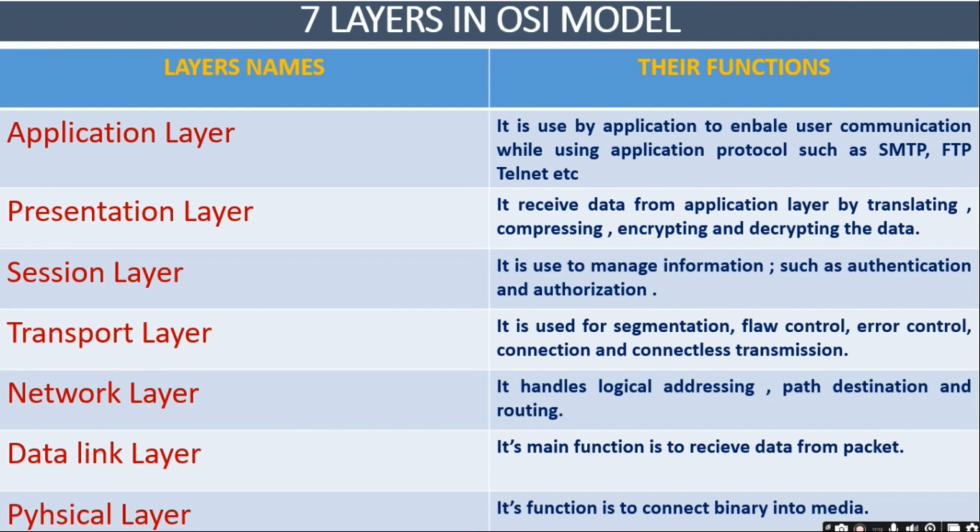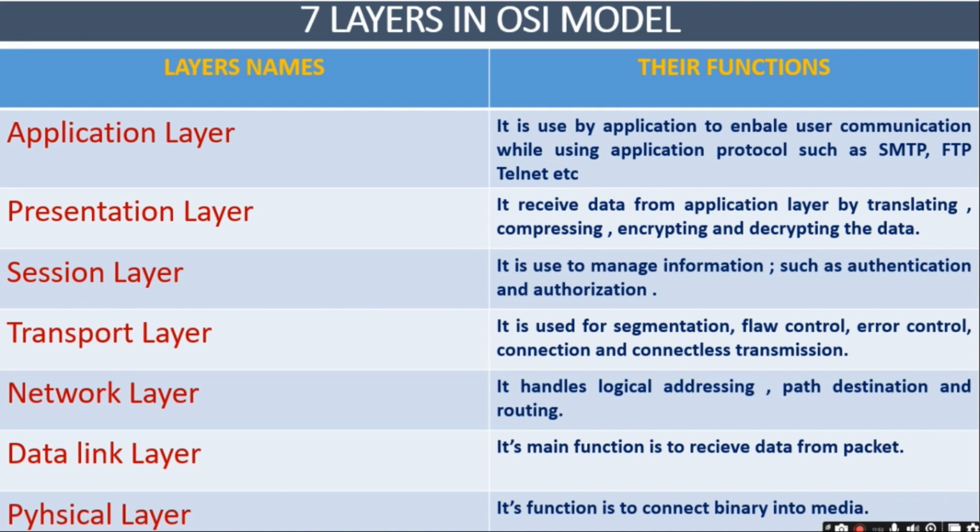Then we move to the second to the last layer, which is known as the data link layer. Its main function is to receive data from packets. Don't forget, in my first video where we were talking about IDS, firewall, and all those, I explained what a packet is. I urge you to watch my previous video so that when we mention the word packet, you will understand what we actually mean. So the data link layer's function is to receive data from packets.